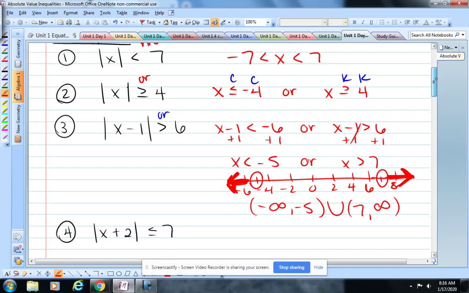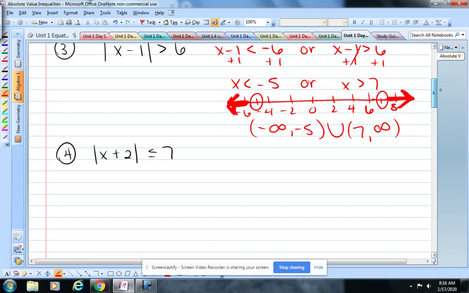All right. Number 4. Write it down. Absolute value of x plus 2 is less than or equal to 7.